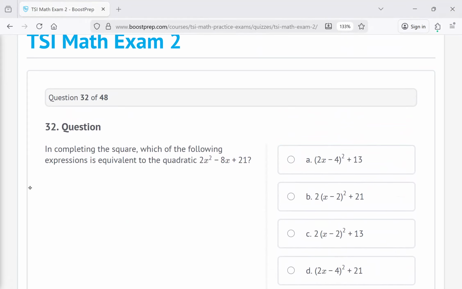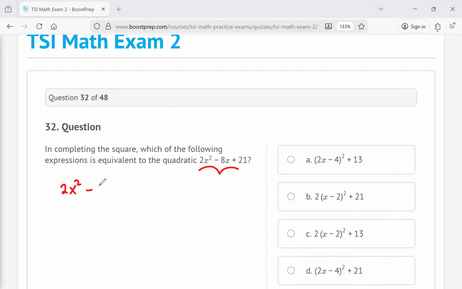In completing the square, which of the following expressions is equivalent to 2x squared minus 8x plus 21? So they want you to complete the square. You could do the long way, try each one, FOIL it out, clean it up, and if it gives you this, that's the one. But I'll show you how to do it by completing the square.